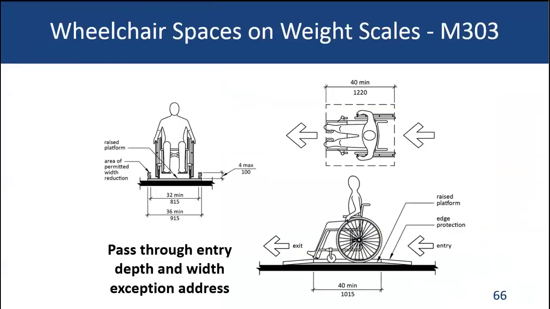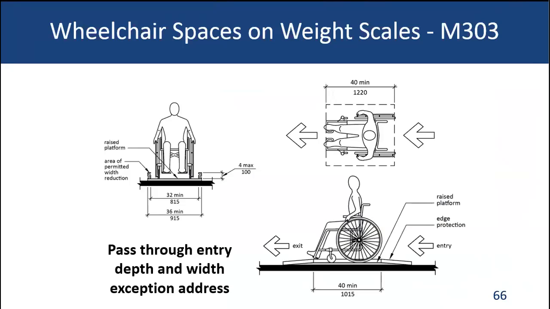Now, we've addressed this type of equipment, and we've done it in a couple of different ways. First off, you have up in the right-hand corner an image of a pass-through wheelchair space that I mentioned earlier, and it still has the 36-inch wide space, but it's a minimum depth of 40 inches. So when you can pass through from the front to the end, you can make the space shorter, which is often the case with these small portable platforms. We also have an exception for the width of wheelchair spaces on raised platforms.